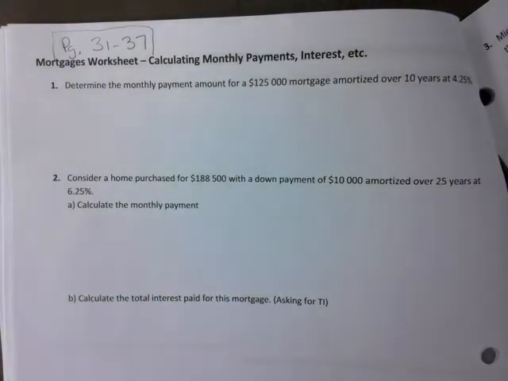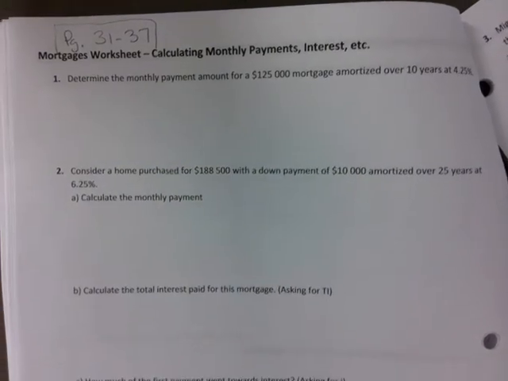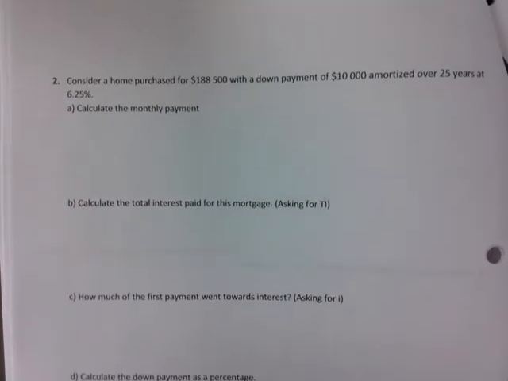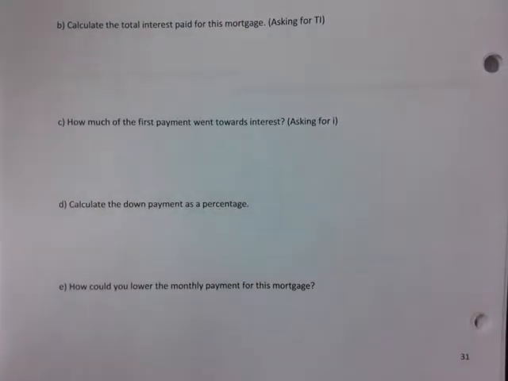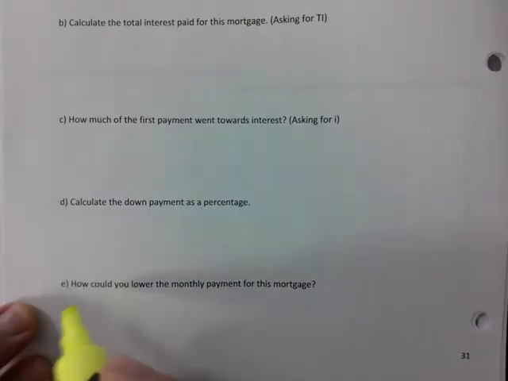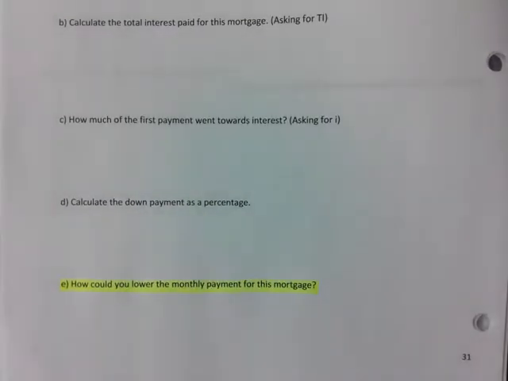Grab a highlighter, and I'm just going to point out a few things that I'm asking you to do here that are based on what I just talked about. So sure, you're going to do a bunch of calculating, but if you go to the bottom of 31, these are the ones I want you to highlight because these are the explain type of questions. How could you lower the monthly payment for this mortgage? That's just an explain question. That's not a math question. Okay.